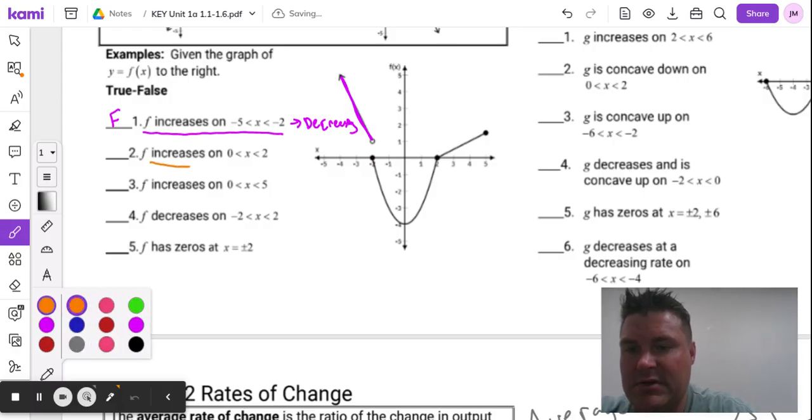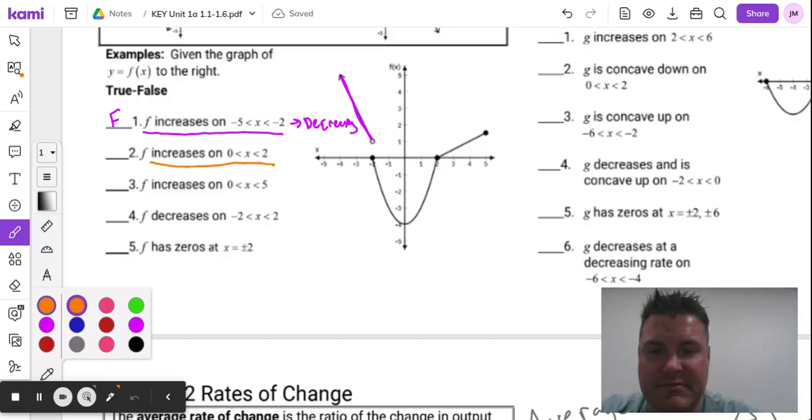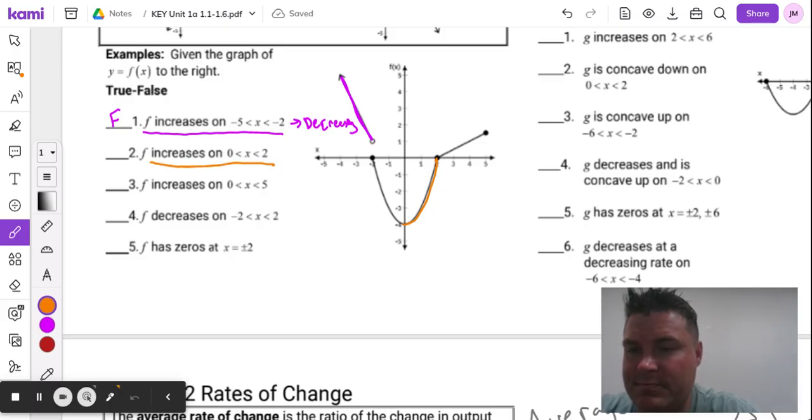All right, let's go to the next one. We'll do orange. What about increasing from 0 to 2? Is that true or false? If you said false, you'd be wrong. It is true. We are increasing. Those output values are getting larger from left to right as we look at our graph.